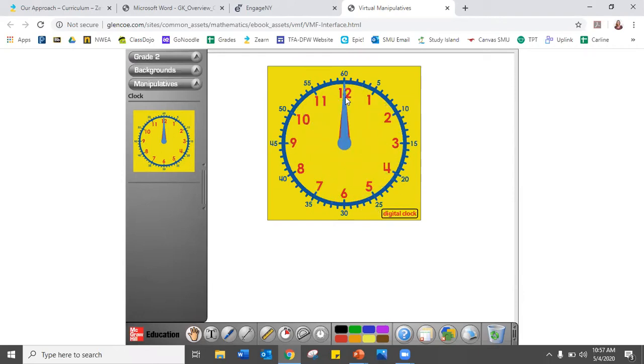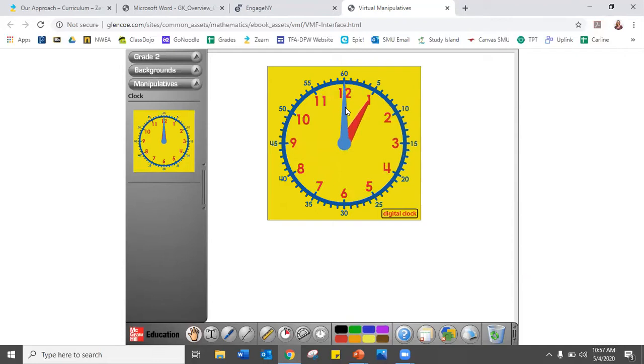So let's think about how we use this kind of clock, right? How do we read it? Where's the minute hand? Oh, it's at the 12. Where is the hour hand? Oh, it's at the 12. The minute hand is blue. The hour hand is red. So what time is it right now? It is 12 o'clock. And so when this minute hand moves all the way around the clock, it has been 60 minutes or 1 whole hour.